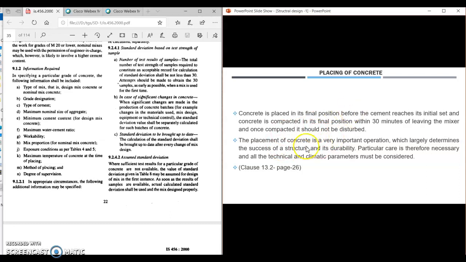Next is placing of concrete. The concrete should be placed before the initial setting time. That is, for ordinary Portland cement, 30 minutes is the initial setting time. Before 30 minutes, you have to place the concrete in its final position and compact it well, and leave the concrete without disturbance. The placement of concrete is a very important operation.